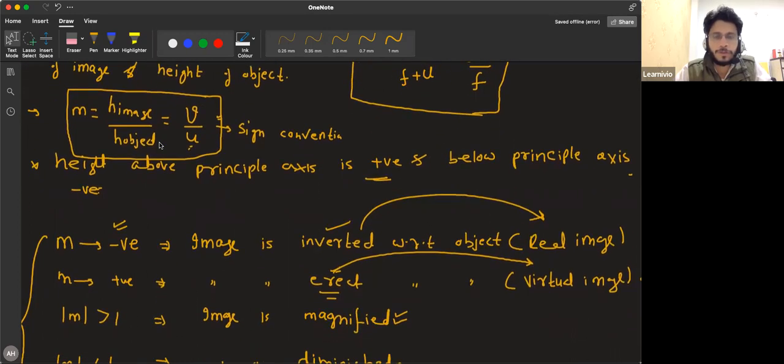So you can remember it in this way. For the lens, the lens formula is 1 by V minus 1 by U equals 1 by F, and M is V by U. For the mirror, it's 1 by V plus 1 by U. So positive sign in the mirror formula and negative sign in magnification. In the lens, it's all the opposite.